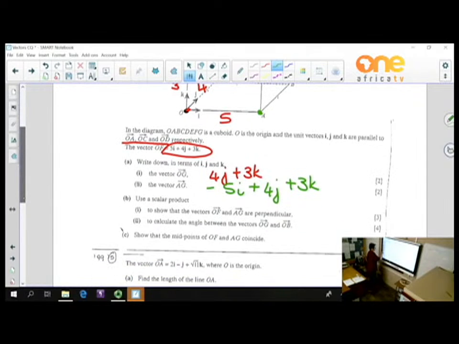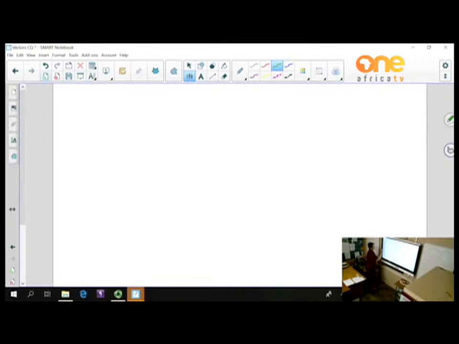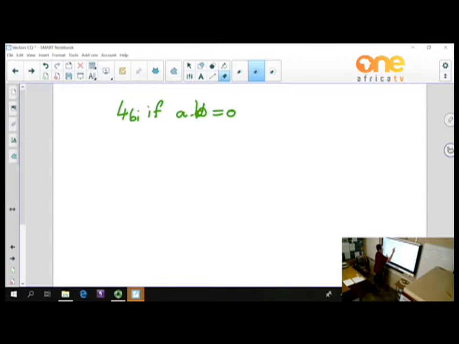Now they say, use a scalar product to show that the vectors OF, that's the one that we have originally, and AG are perpendicular. When are they perpendicular? And we've said that now several times. So this is question 4b1. If A dot B is equal to 0, then I have a scalar product.